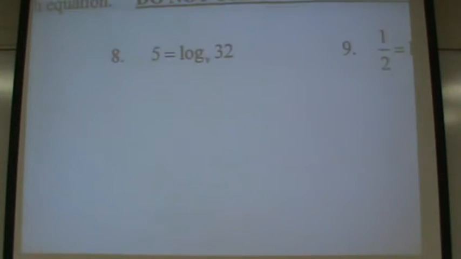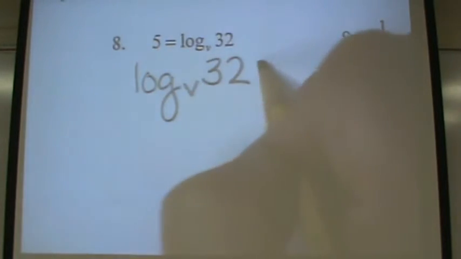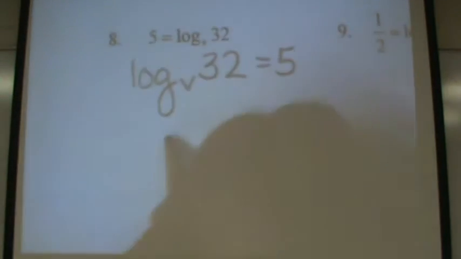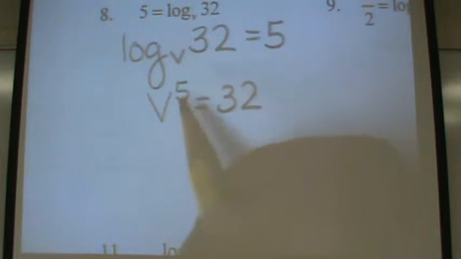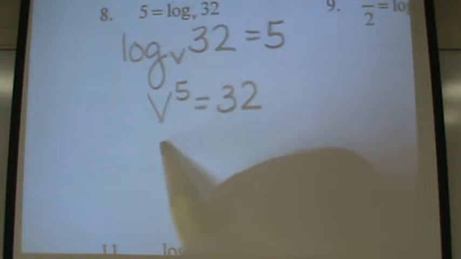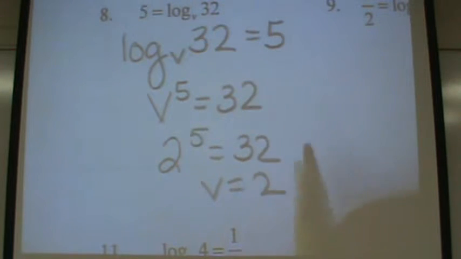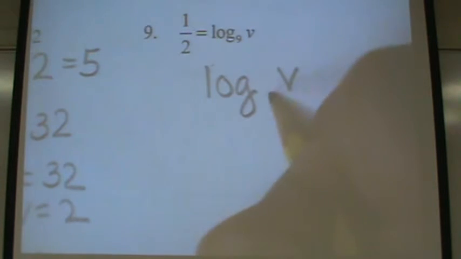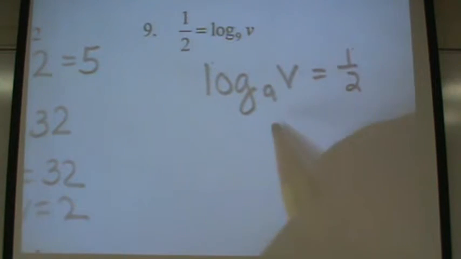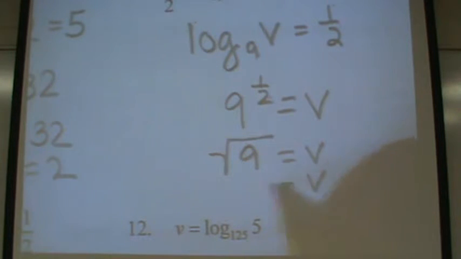Okay, next one. Log of 32 base v is 5. And then v to the 5 is 32. And then there's a square root, right? No, what number raised to the 5th is 32? 2 to the 5th power is 32. So v is 2. Okay, next one. Log of v base 9 equals 1/2. So 9 to the 1/2 equals v. And it's a square root this one, right? 3 equals v. Yep.